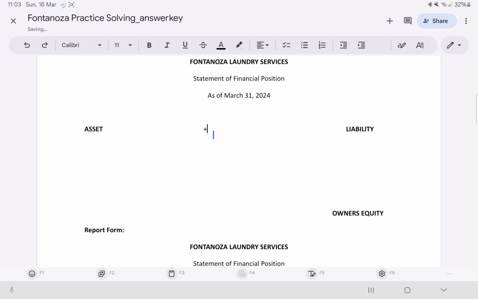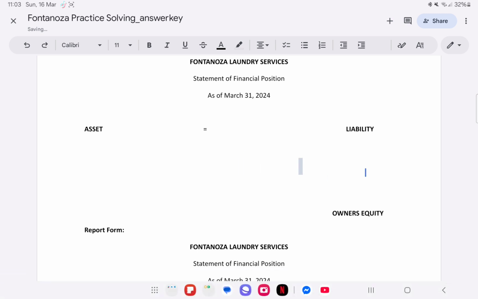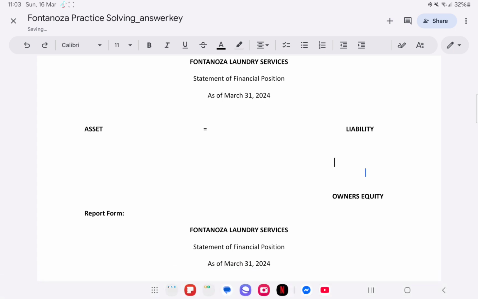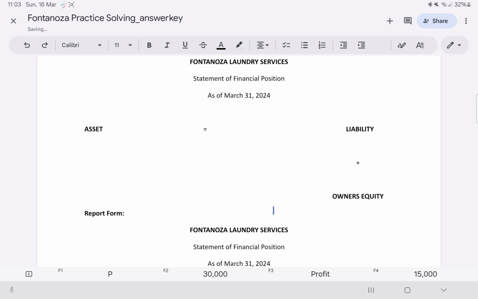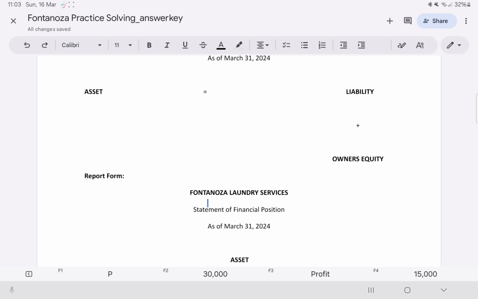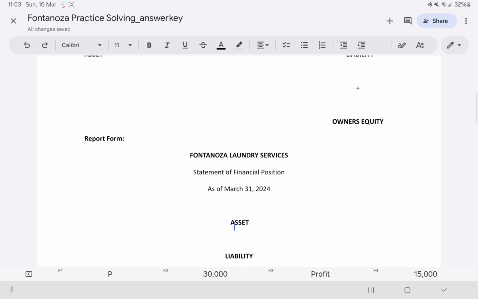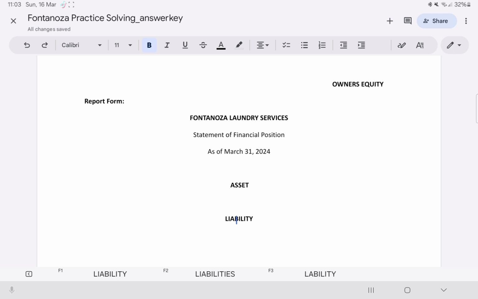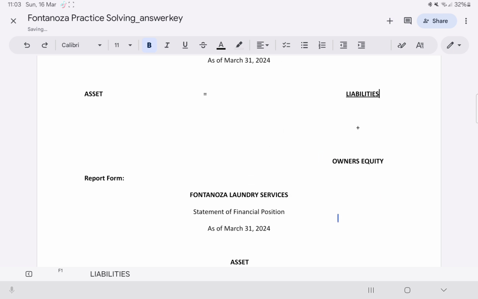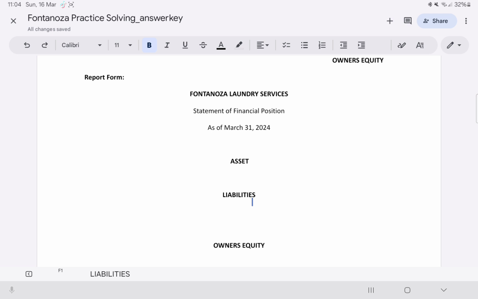Assets equals liabilities plus owner's equity. In the report form, the assets are shown first, followed by the liabilities, and next to the liabilities is owner's equity, in a vertical order. So it is vertical: assets, liabilities, and owner's equity.